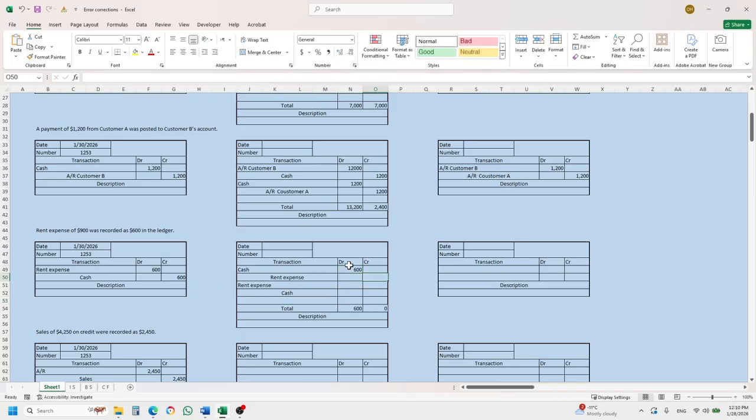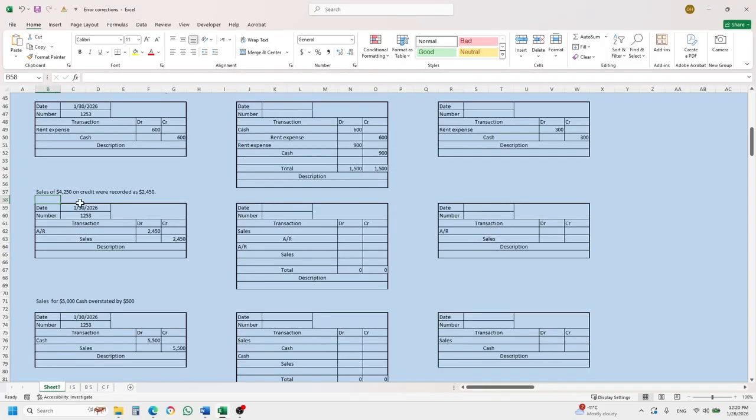Six hundred, 900, 900. Or simply, in the short way, we're gonna bring it and we're gonna record only the difference of 300. In these two journal entries, 600 plus 300 fixes it to 900, and in this one, after we flip it, it also becomes 900.